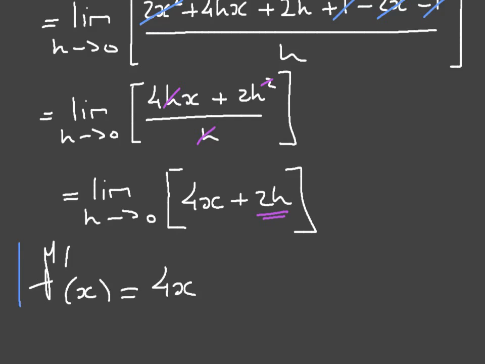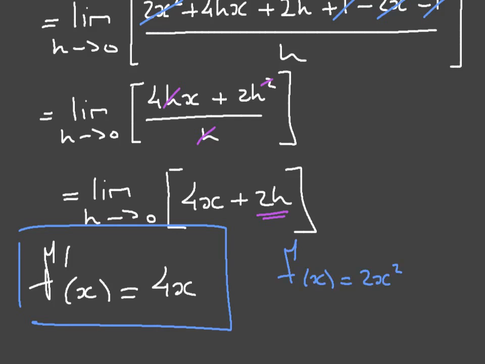And there you go. We've just differentiated this function from first principles. Remember, our initial function was f of x is equal to 2x squared plus 1. And we've just found that its derivative is f dash of x equals 4x. And there you have it. That's how you differentiate from first principles.